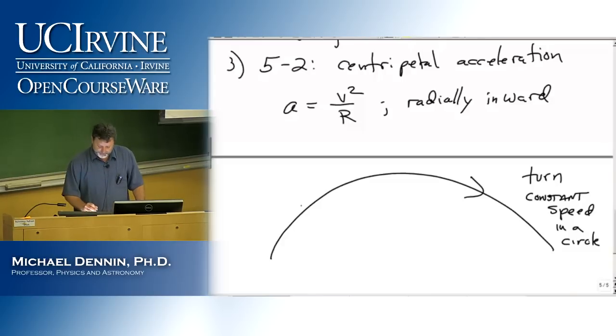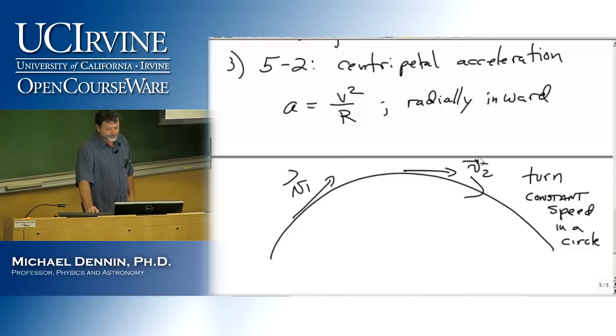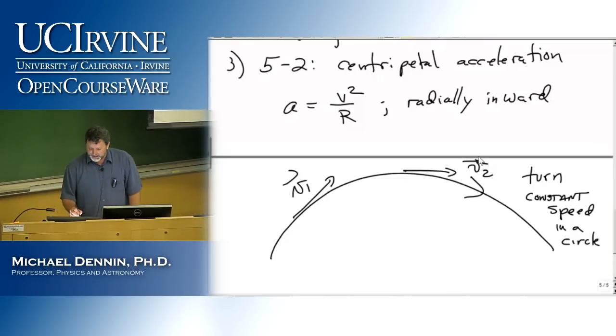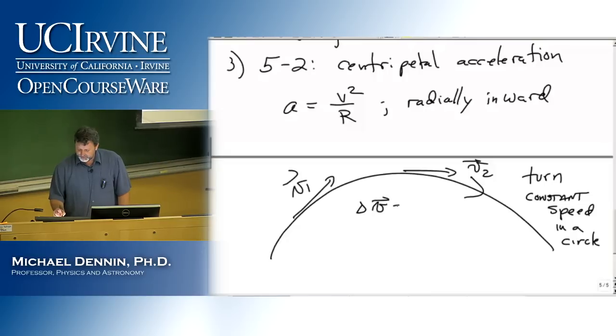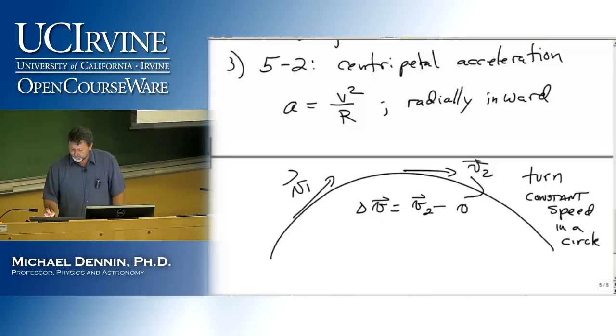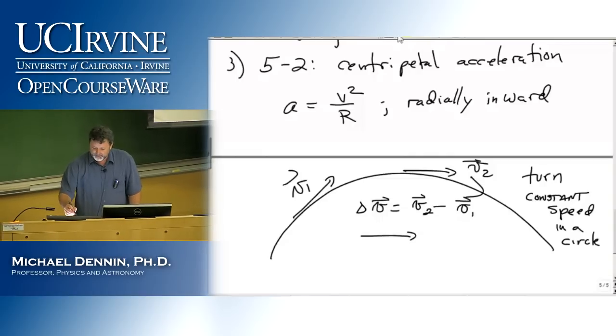And notice what happens. If I'm moving with v1 here, and at some later time I'm moving with v2 over here, and I want to ask for my delta v, which is v2 minus v1, v2 is like that, minus v1 goes in the opposite direction. So delta v is basically pointing radially inward.